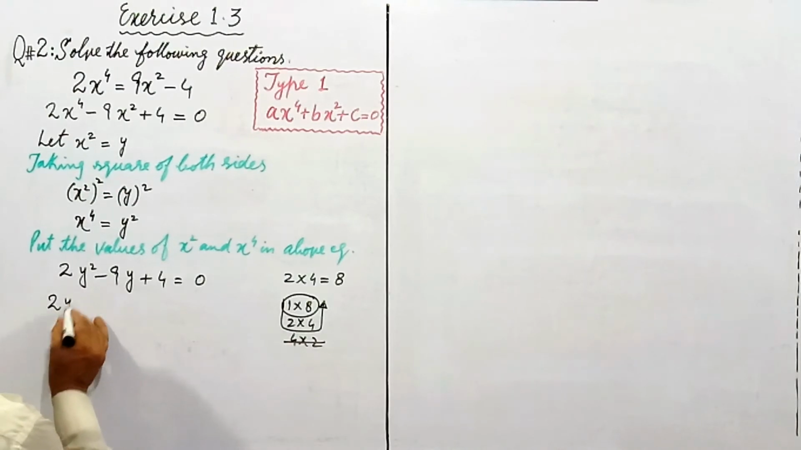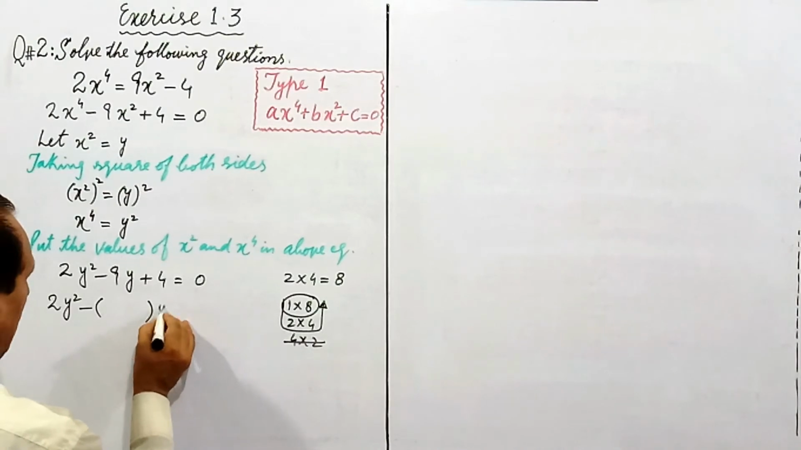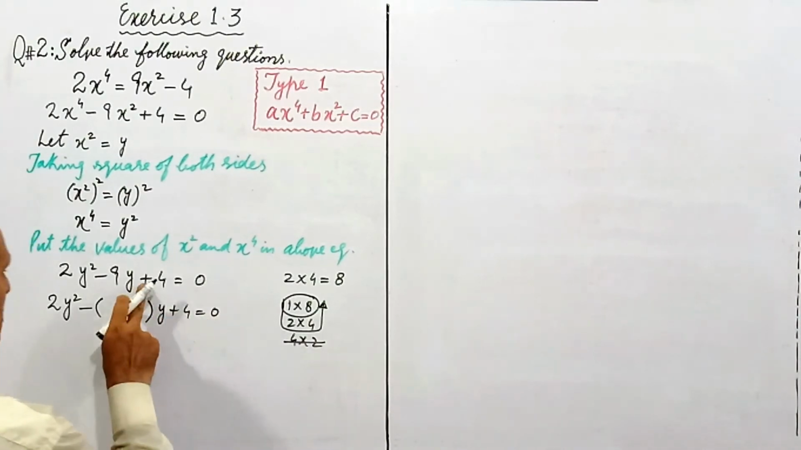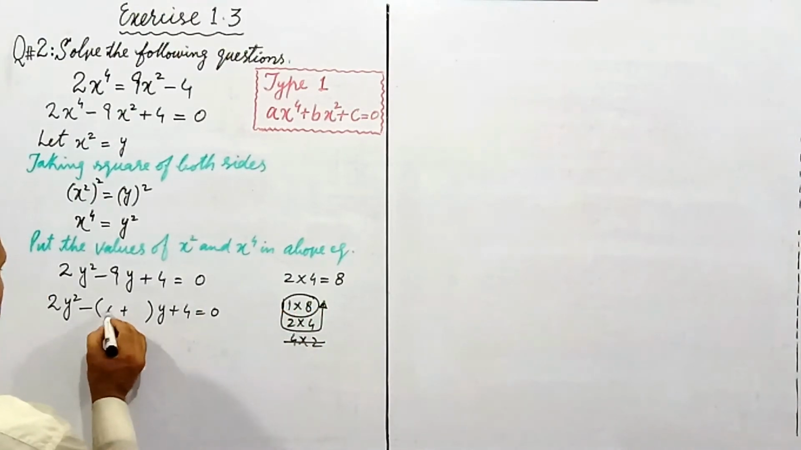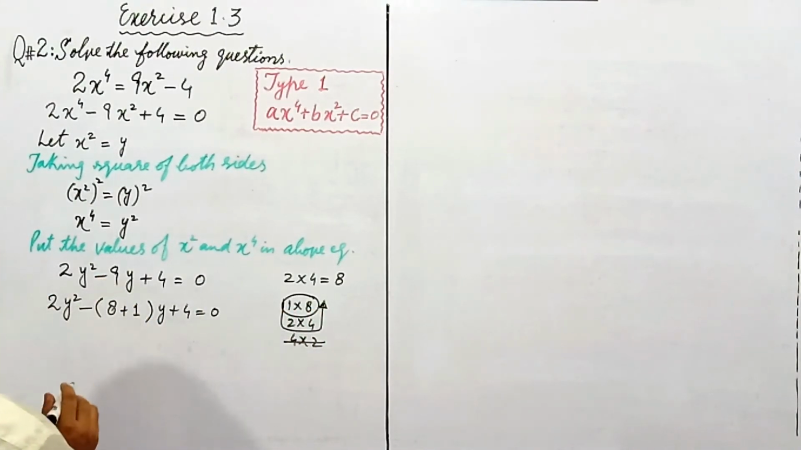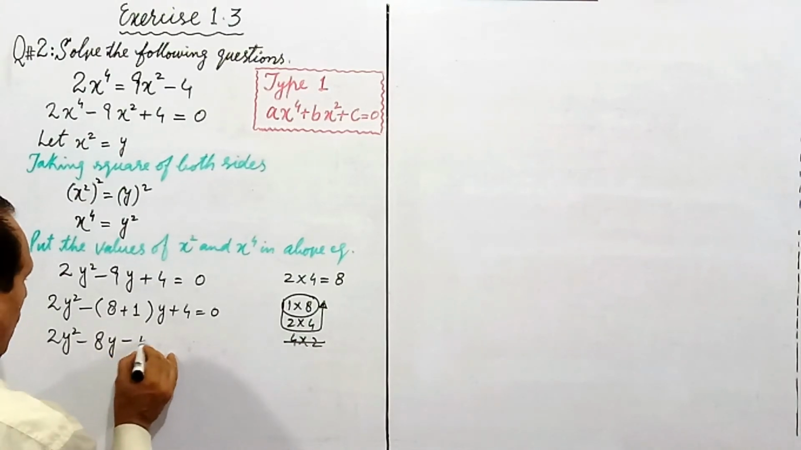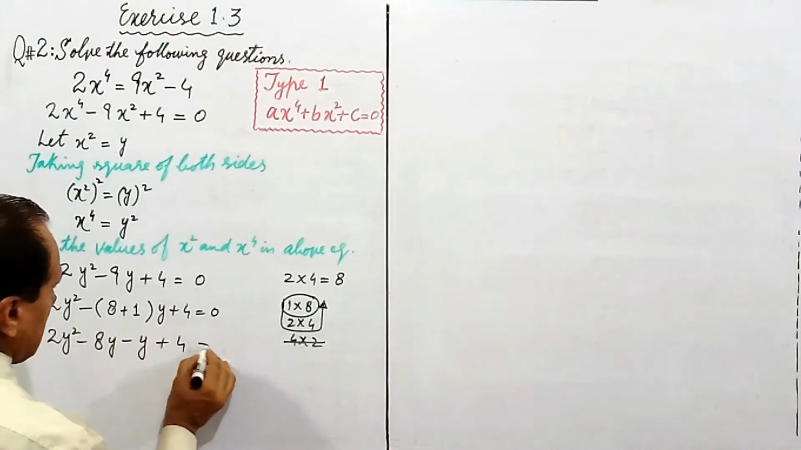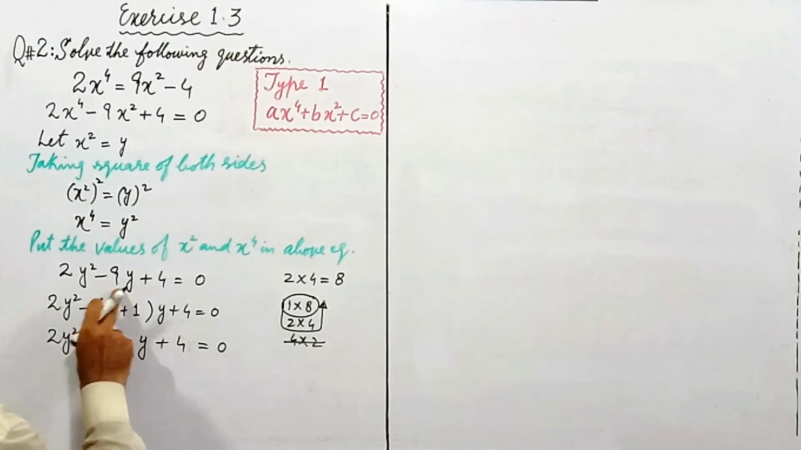We write 2y square minus, in place of 9 we put a bracket, y plus 4 is equal to 0. The last term sign is plus, so it means we have to add these two numbers 8 and 1, which makes it 9. Now we open the brackets in the next step. 2y square minus 8y minus y plus 4 is equal to 0. Minus 8 minus 1 is equal to minus 9. So hence we have the two terms, broken parts of the midterm.